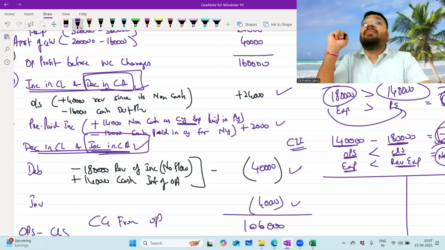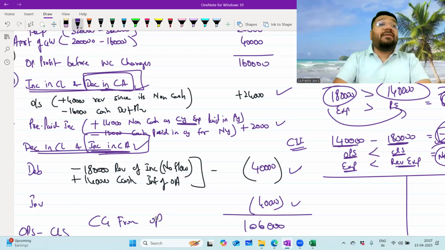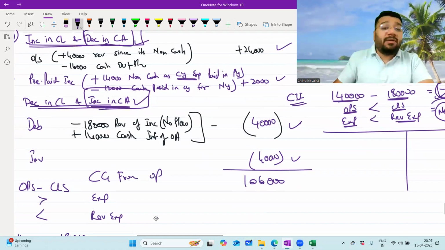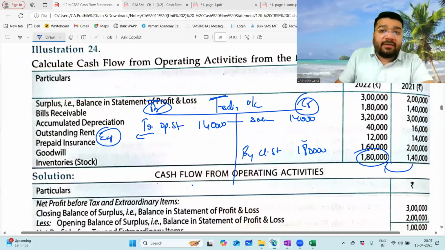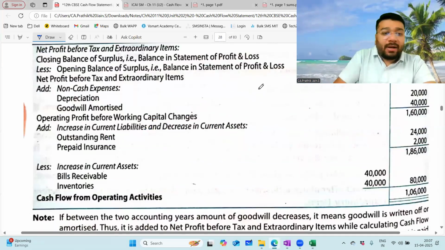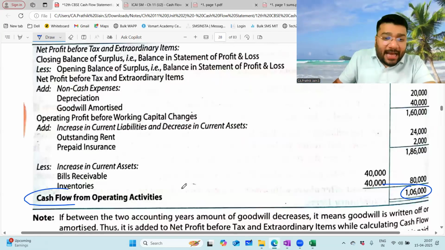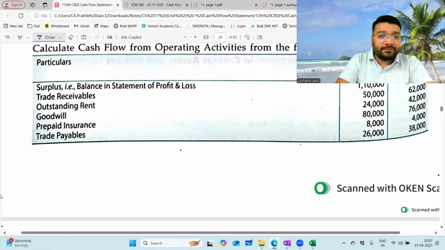Now, after this, you have segment 4 and segment 5. After adjusting segment 4 and segment 5, you get cash flow from operating activity. In this question, we don't have any segment 4 or segment 5. So this itself becomes cash flow from operating activity. Any problem in this? So 1,06,000 rupees becomes the cash flow from operating activity. Is it loud and clear?